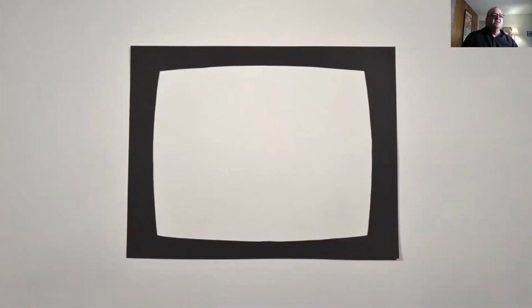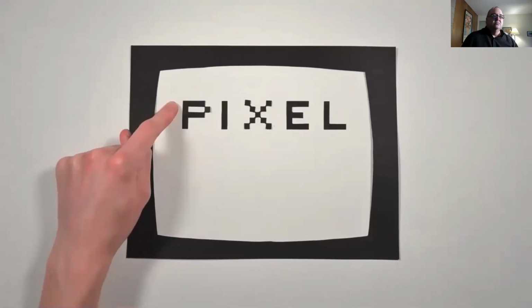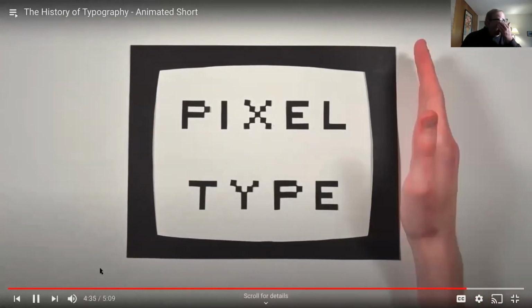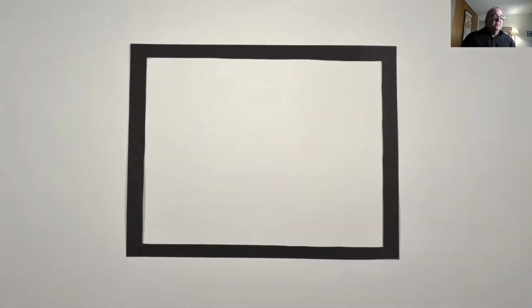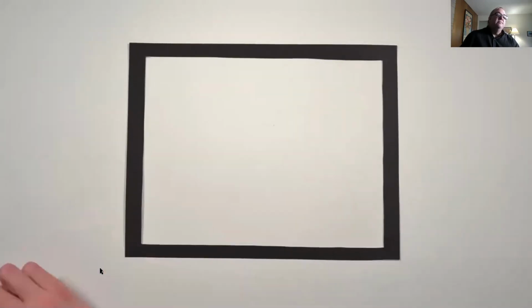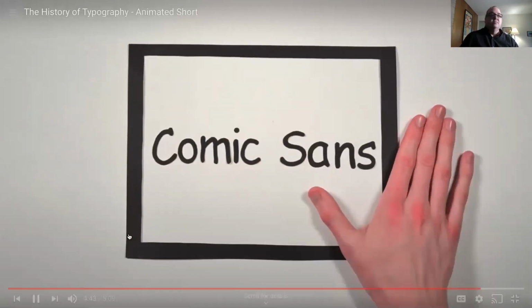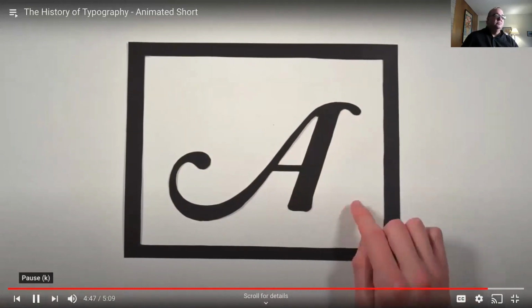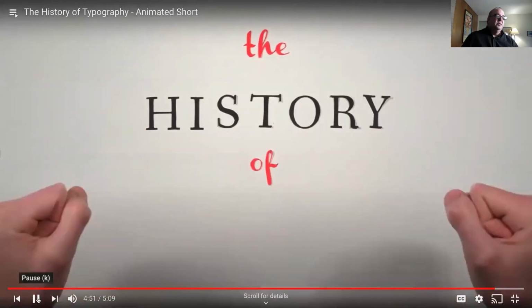The world of typography changed forever with the introduction of the computer. There were a few difficult years of crude pixel type due to the primitive screen technology. But then technology evolved and computers began to allow for the creation of thousands of beautiful typefaces, and the odd one too. But now anyone has the freedom to create their own unique typeface. And that is the history of typography.